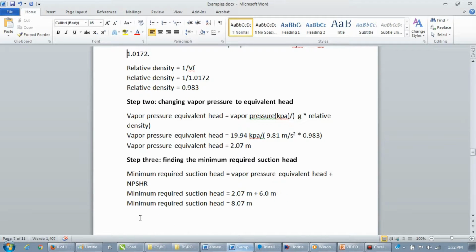Step 3. Finding the minimum required suction head. The minimum required suction head equals the vapor pressure equivalent head plus the net positive suction head required. Minimum required suction head equals 2.07 meters plus 6.0 meters. Minimum required suction head equals 8.07 meters.